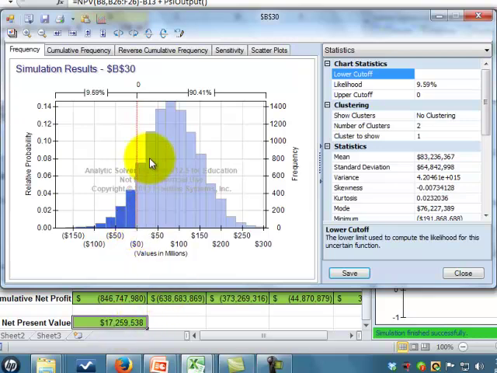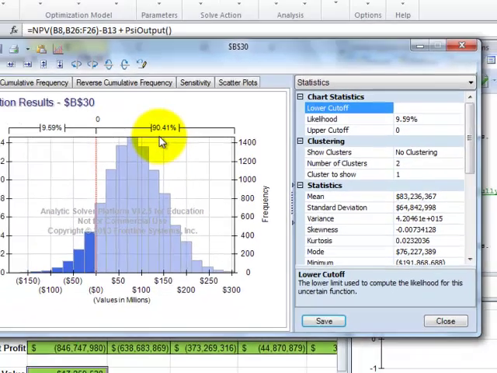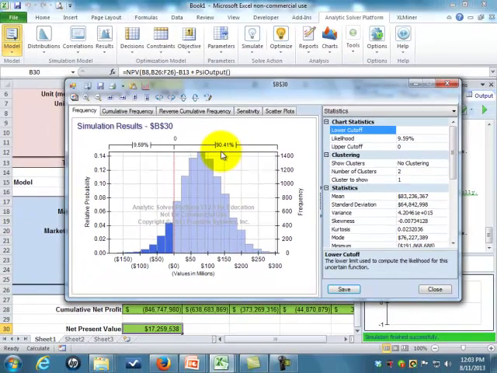And notice that there is about a 90.4% chance that we'll have a positive net present value. Now, that's a little better than what the book answer is. With different simulations, I could run a separate simulation and I'd get slightly different answers. But there's about a 90% chance that we will have a positive net present value. And you can see right here, the way we did our upper cutoff of 0, it's going to give us the percentage, the probability that we have a negative net present value, which is about 10%.